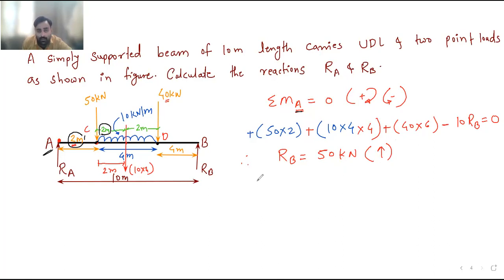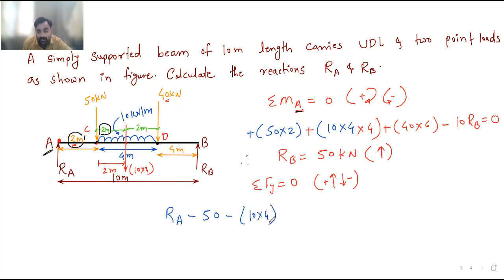Now apply summation Fy equal to 0. Upward force is plus and downward force is minus. RA is moving up, so plus RA, minus 50 is moving down, so minus 50, minus this UDL is also moving down. What is the value of UDL? 40 kilonewton. 10 into 4. 40 is a load. 10 into 4.